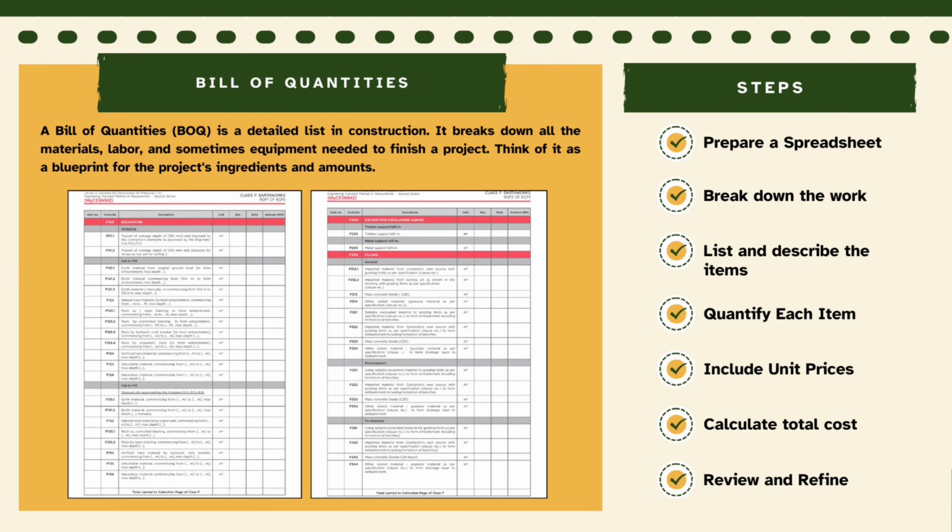Final steps will be review and refine. Once you have completed the BOQ, thoroughly review it for accuracy and completeness. Ensure there are no missing items or errors in the quantities or descriptions. So that is all the steps for bill of quantities.